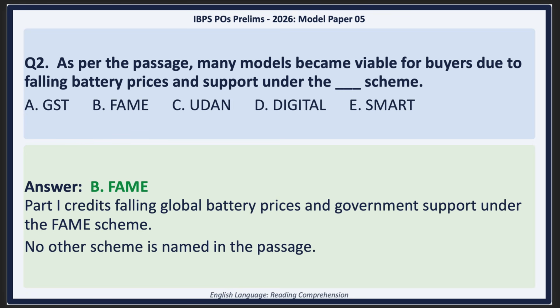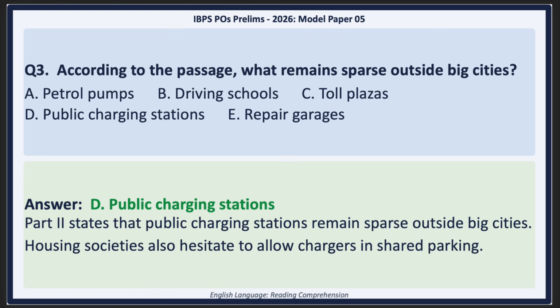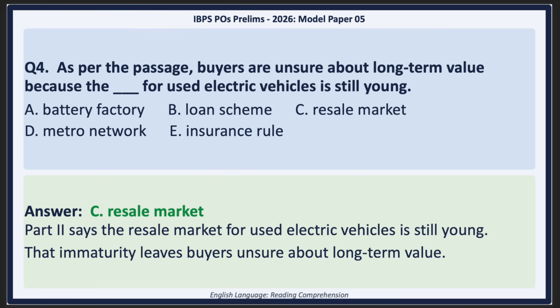Which brings us to question 3. This asks about the actual roadblocks for EVs in the passage. This tests your ability to locate contrasting information. Option D is correct because it identifies that public charging stations remain sparse outside big cities. And question 4 is another roadblock challenge. It asks why buyers are unsure about long-term value. And option C is correct here. The passage explicitly links buyer hesitation to the fact that the resale market is young. The technical rationale is simply mapping the cause to the effect as defined strictly by the author.